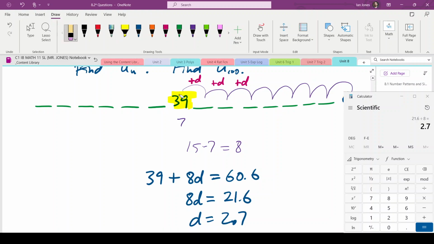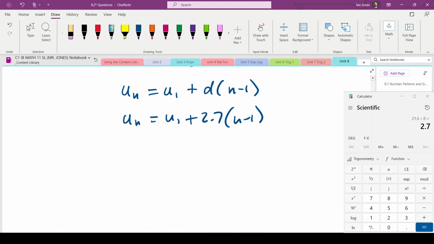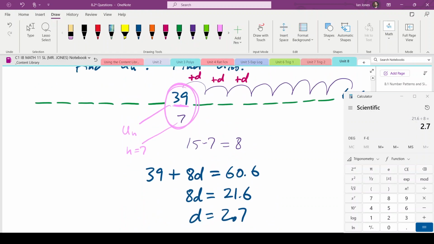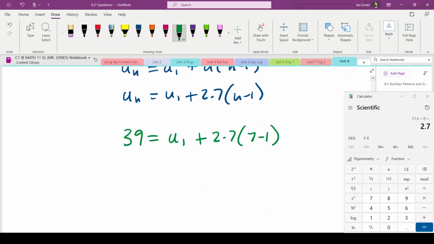And what I'm going to do with that 39 is use this as the general term. This is my U_n, and my n is 7. So I'm going to take the general term that I have so far, and I say, look, 39 is the first term plus 2.7 times 7 minus 1, because I'm at the 7th term. n is 7. And here now I have one equation, one unknown, so I'll be able to solve for U_1.